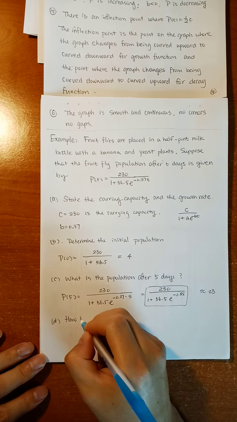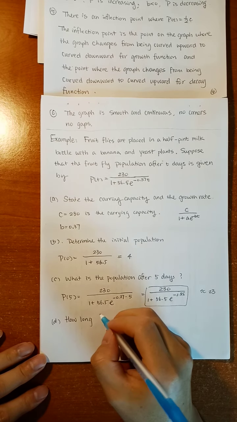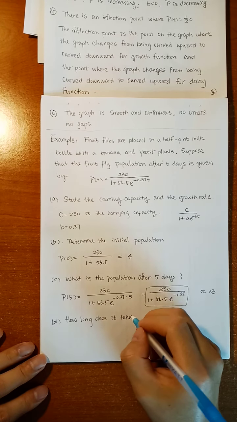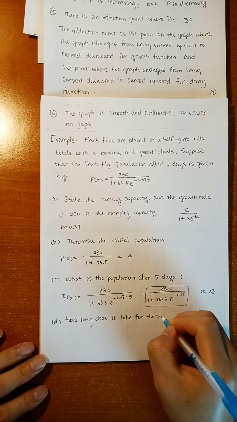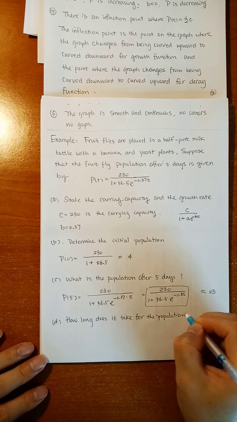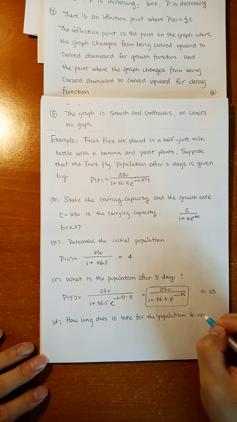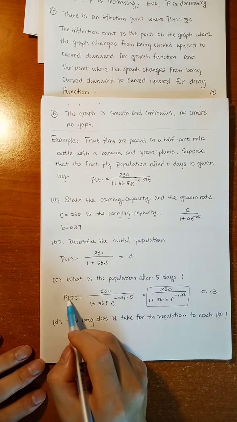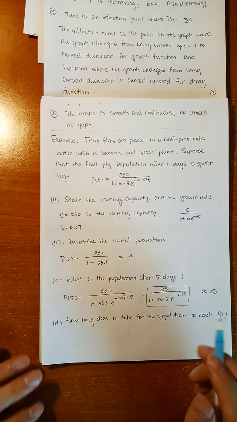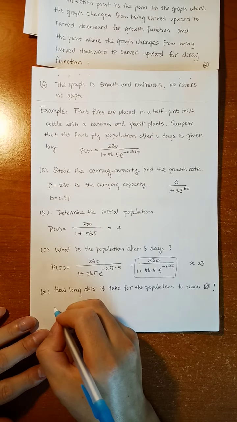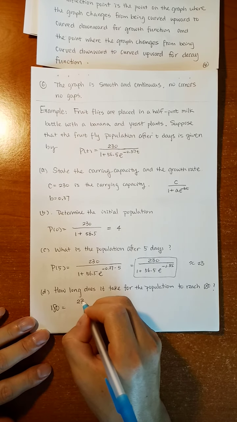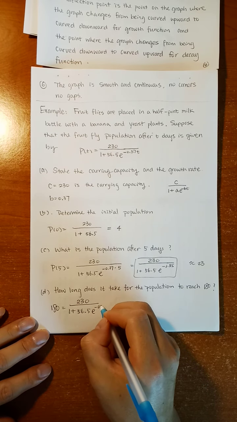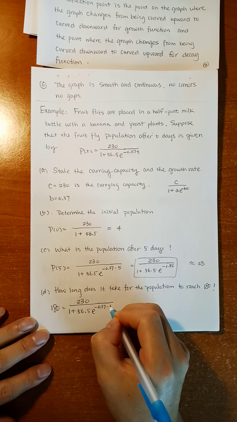How long does it take for the population to reach 180? We know the population, and we're looking for the corresponding time. So let 180 equal 230 over 1 plus 56.5 e to the negative 0.37 times t.